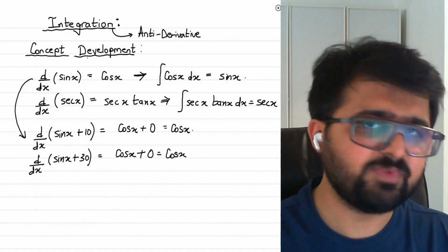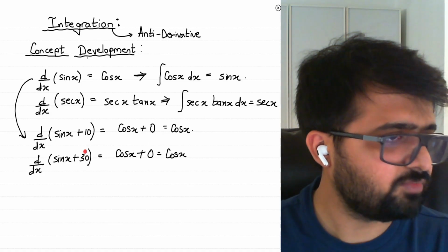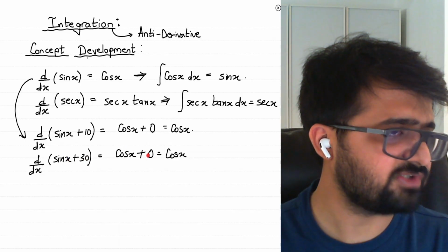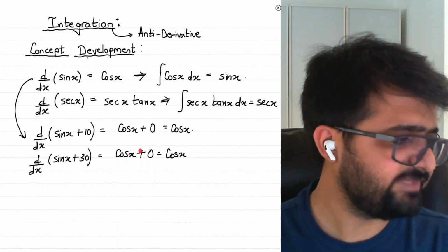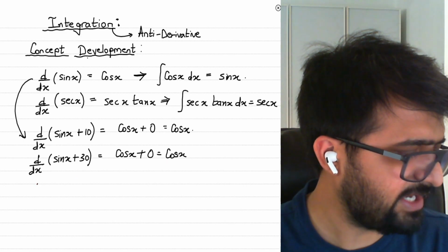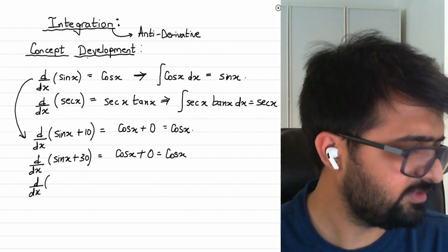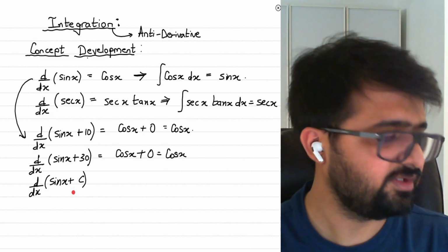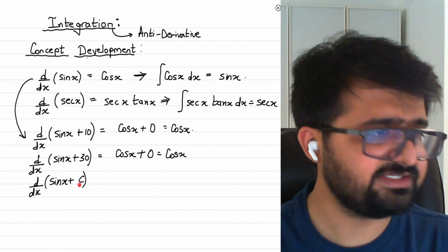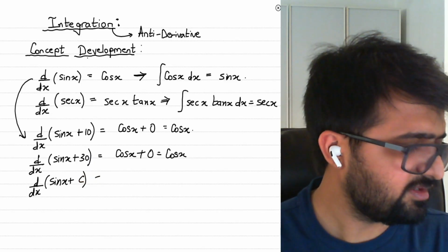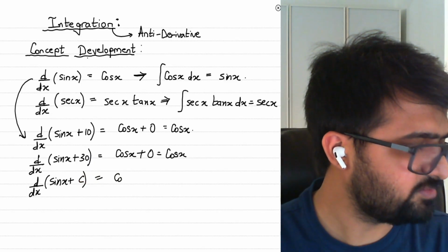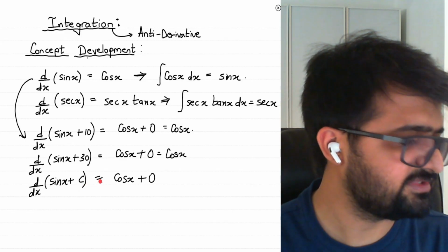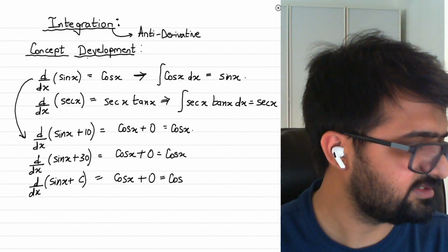In other words, I'm coming to a point that no matter what the constant term here is, the derivative of that is always going to be 0. This means that if you had derivative of sin x plus a constant, instead of 10, 30, let's say if you have a constant c, the derivative of this is going to be cos x plus 0, which is the derivative of this constant, which is cos x.